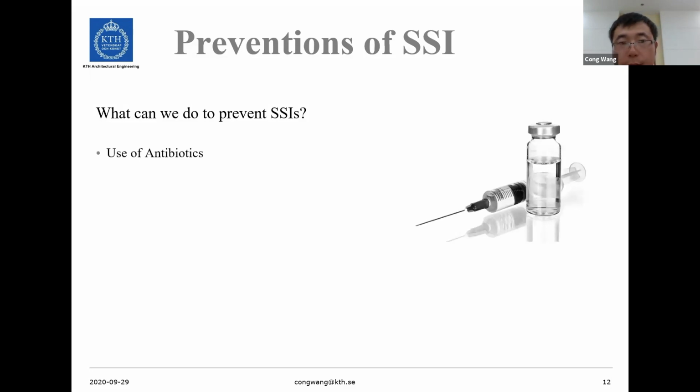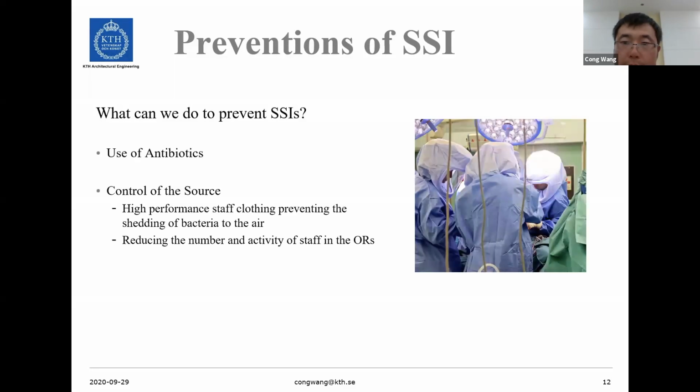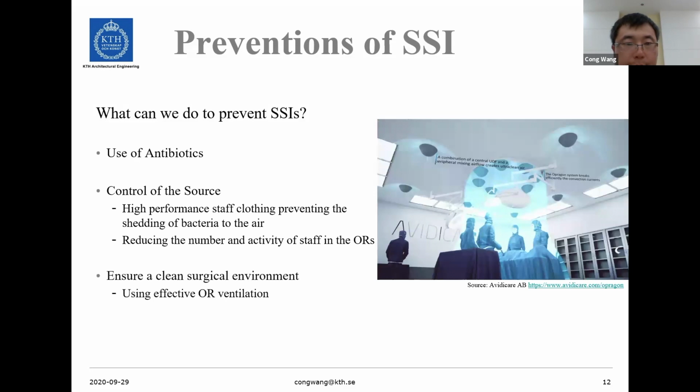Of course, we can use antibiotics, and we can control the source. By controlling the source, we can either let the surgical staff wear high-performance clothing to prevent the shedding of bacteria to the surrounding air, or we can reduce the number or activity of the staff in the operating rooms. And then we can also ensure a clean surgical environment, especially by using an effective operating room ventilation. Among these three solutions, we will look at them one by one.